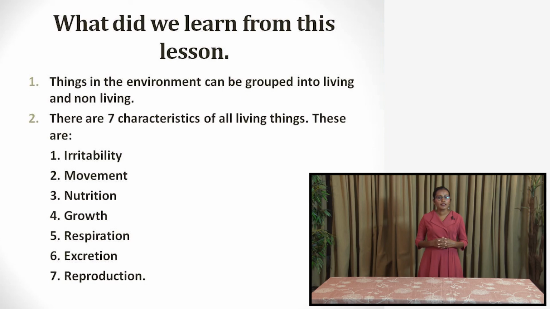Alright, welcome back. What did we learn from this lesson? We learned that things in the environment can be grouped into 2, living and non-living. And there are 7 characteristics of living things. These are irritability, movement, nutrition, growth, respiration, excretion, and reproduction.